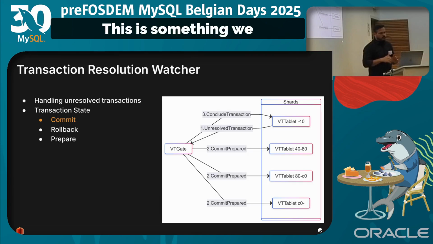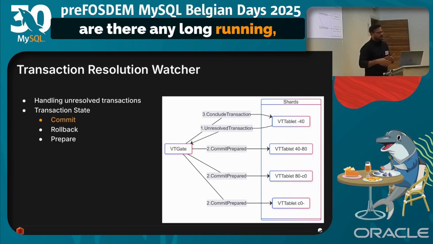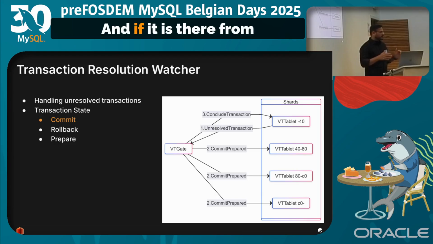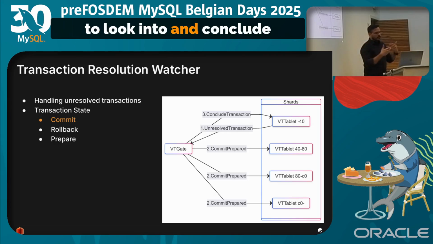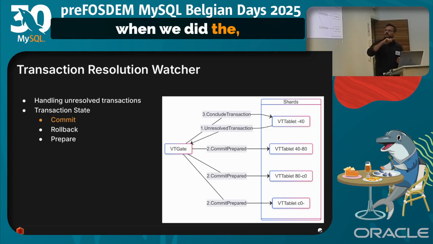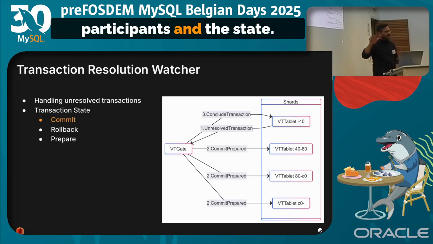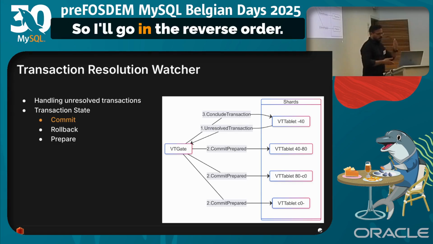This is something we have in VTTablet. What VTTablet is checking is whether there are any prepared transactions which are pending for a very long time. And if there are, then it reports to VTGate that there is something you have to look into and conclude. In the create transaction, we stored some information about the DT, the ID, the participants and the state. There can be 3 states at a certain point in time: commit, rollback, or prepare. So I'll go in the reverse order.